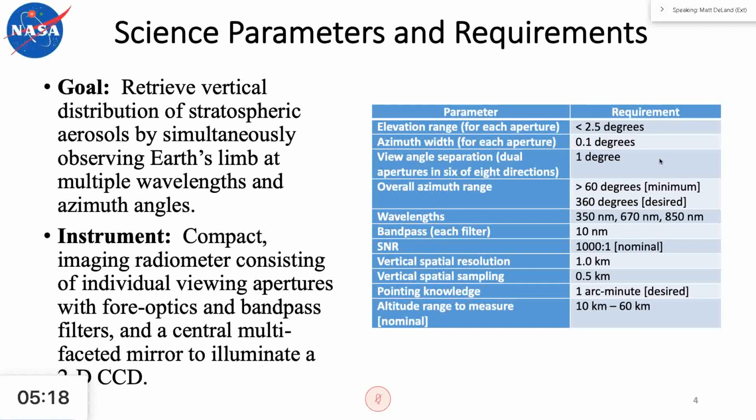because pointing for a limb instrument is very critical. You need on the order of 1 arcminute and preferably better accuracy. And so the initial design spacecraft instruments were not capable of supporting that, and so we needed an onboard technique to continue that.